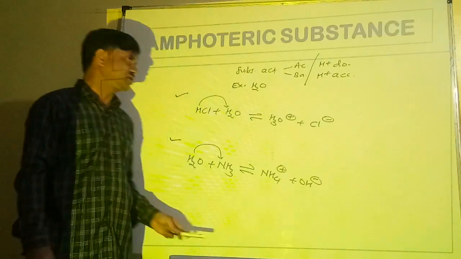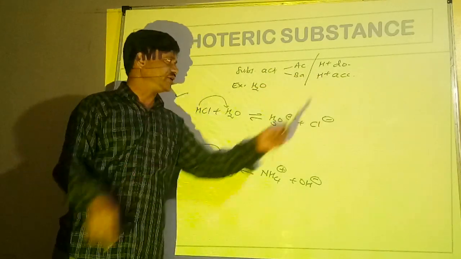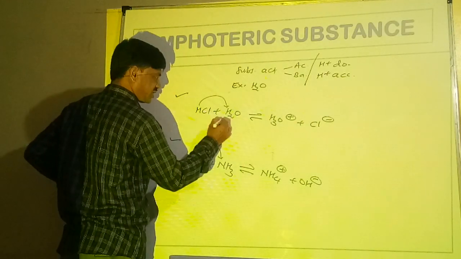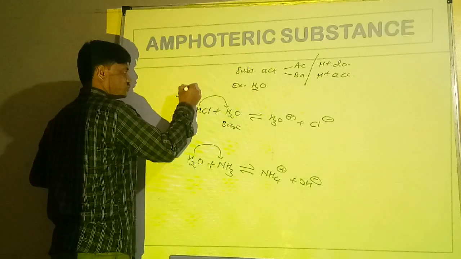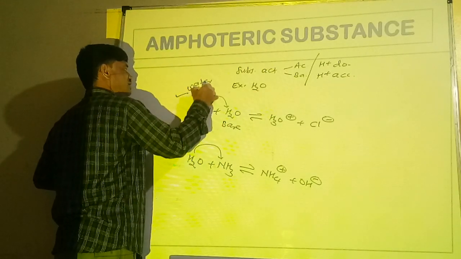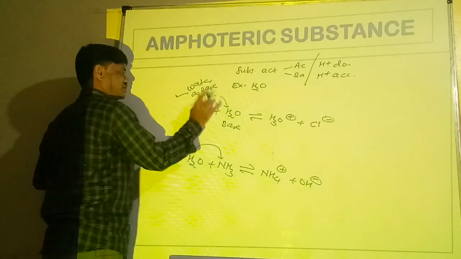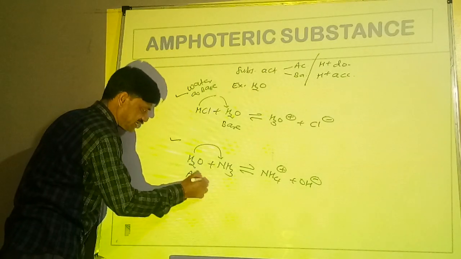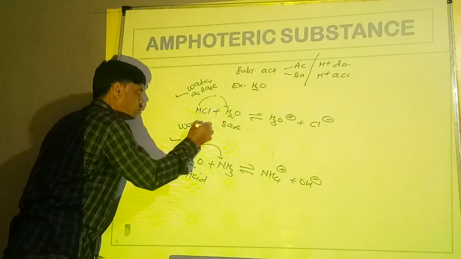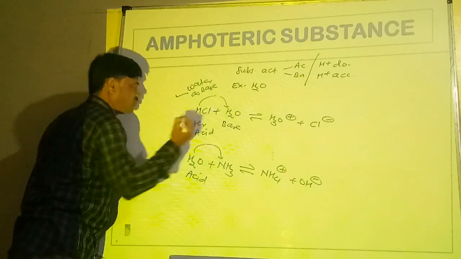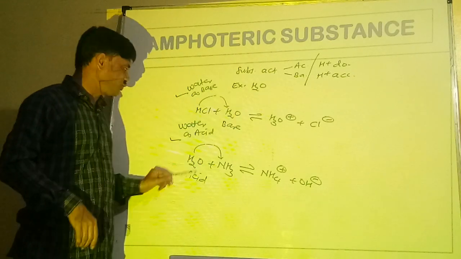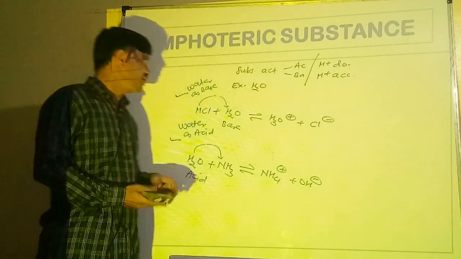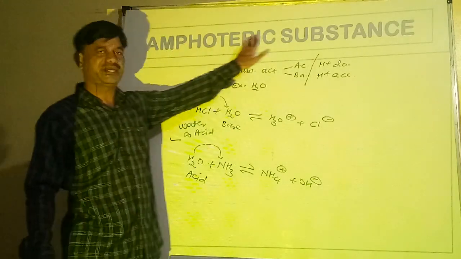Suppose we indicate this criterion: H plus donor is acid, H plus acceptor is base. What happened in this case? HCl donated a proton which is accepted by water. The proton acceptor is base. So what can we write here? Water as base when it is treated with HCl. What about this one? Water itself donated H plus to ammonia, so it acts as acid. So what should the second heading be? Water as acid. So we are focusing on these two words. H plus donor acid, H plus acceptor base, and a substance having such dual nature is called what type of substance? Amphoteric substance.